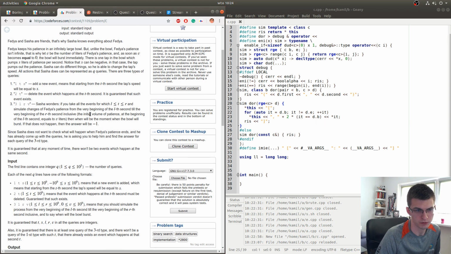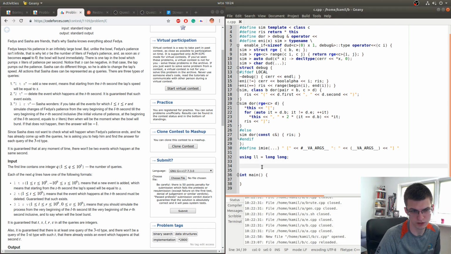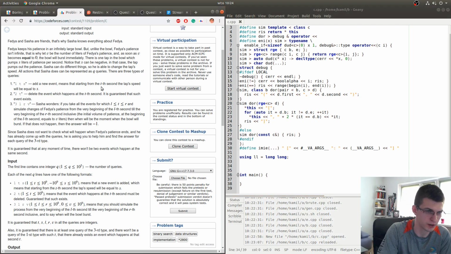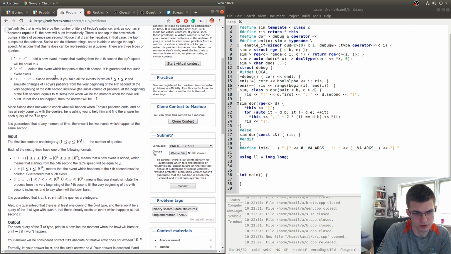What do we have? We need a struct for sure. So I will build a segment tree over some events. This is what should usually be done when we have queries like add an event in some moment, delete event, and then ask about interval. The perfect structure for that is a segment tree.